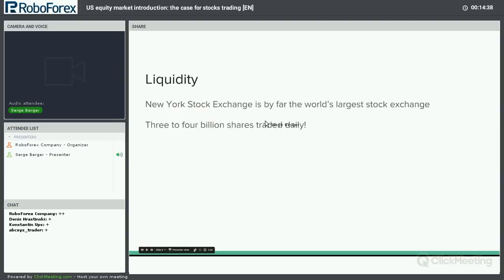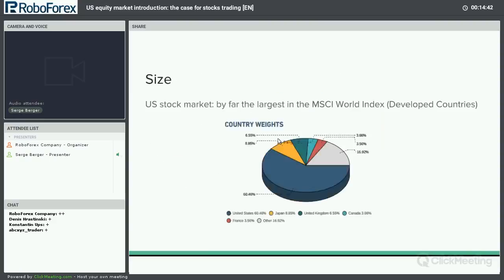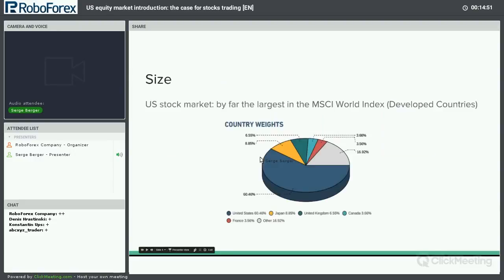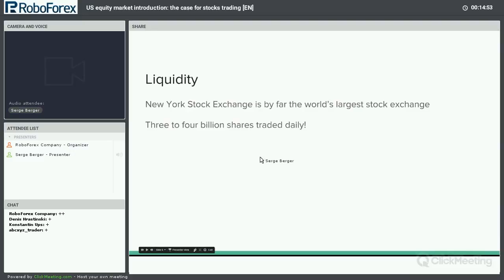Now, liquidity, and this really ties in very much with the chart that I showed you before on size. Again, these are just some of the companies that we're talking about to trade in the US stocks. Obviously, just three of them actually. But you'll see that, for example, the New York Stock Exchange is by far the world's largest stock exchange. There are other stock exchanges, and I'll show you that on a slide in just a minute. But the New York Stock Exchange alone is by far the world's largest.